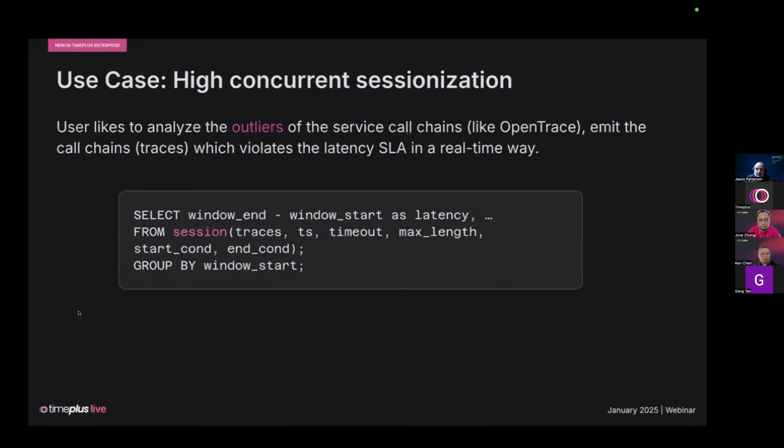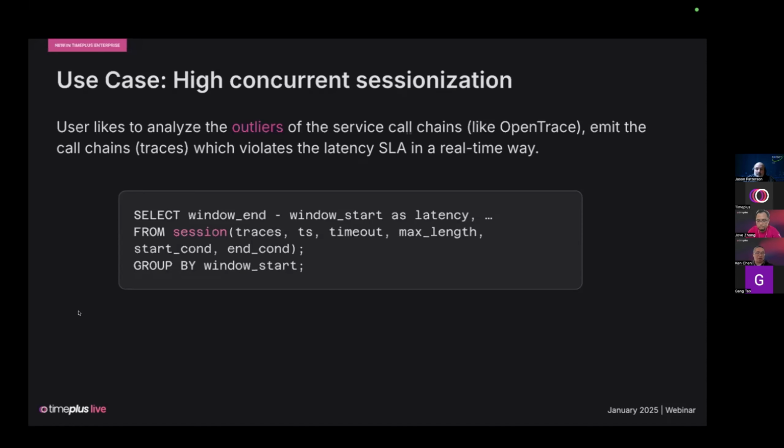Next slide. Another use case is high concurrent sessionization. This is very typical in log analysis and trace analysis. For example, there will be a lot of high concurrent open tracing, and the user would like to do outlier and latency analytics in real time. For example, if my call trace has violated the SLA, like latency of 500 milliseconds for every single call chain, because this microservice call chain can span very big, the time span can be very big, and there will be lots of high concurrent call traces.